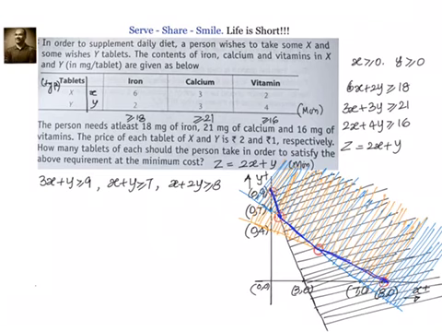So let's try to solve them. The first one I will consider is x plus y equal to 7, and the other one is x plus 2y equal to 8. If you solve them, we have x plus y is 7, so 7 plus y is 8, which means simply y equal to 1 and x equal to 6. So the point is 6 comma 1.